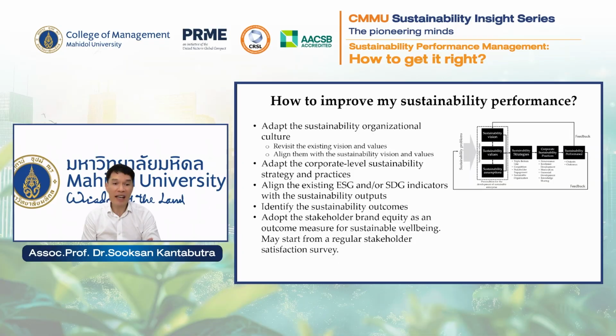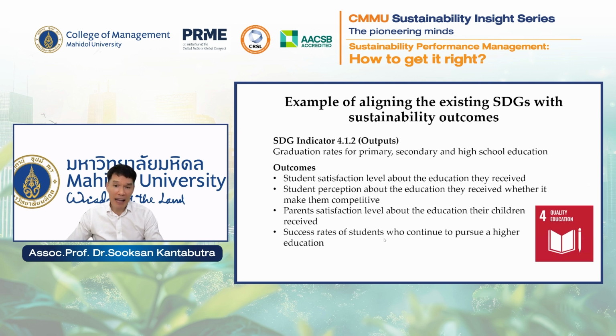So just look at the strategy, which one you can adopt: triple bottom line, stakeholder engagement strategy, co-opetition, and then the last one, sustainable organizational strategy, and see wherever you can adapt. You can actually adapt all that. Align the existing ESG and or SDG indicators with the sustainability output and identify the sustainability outcome. I'll give you a very specific example because I think this will benefit many of you who have already adopted the SDG scheme.